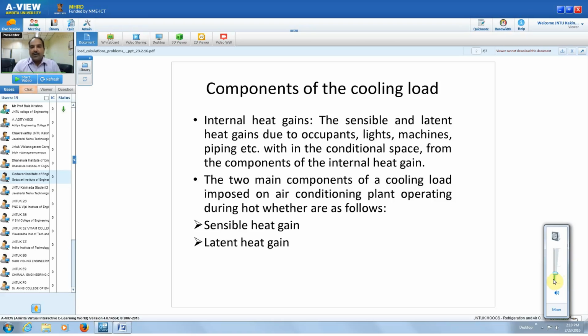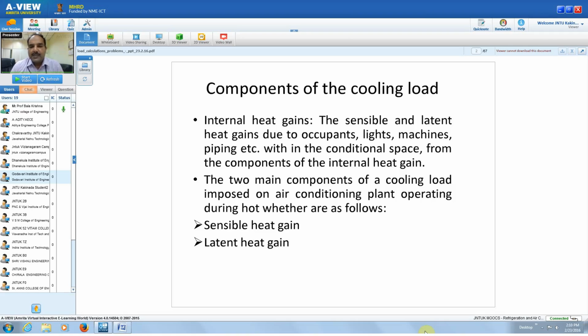Coming to the components of the cooling loads, we have to divide the loads into internal heat gains and external heat gains. In the case of the internal heat gains, the sensible and the latent heat gain due to components such as lights, machines, piping, etc. within the conditioned space form the components of the internal heat gain.